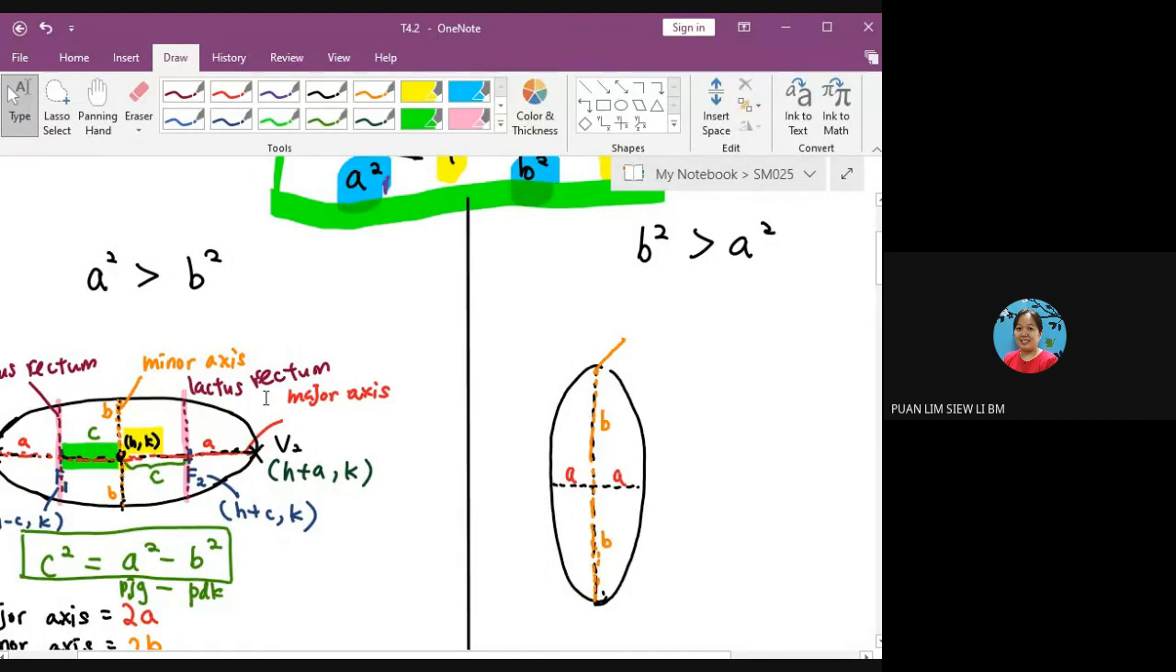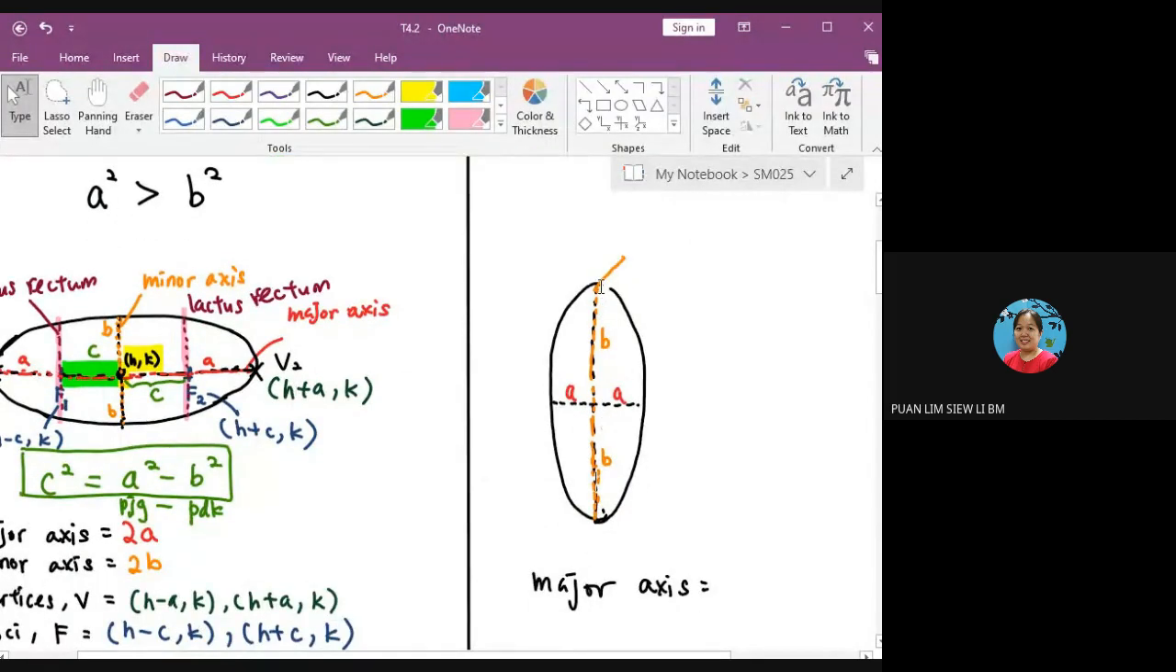Okey, tetapi dia punya nama lain. Sebab axis ini jadi panjang dah. So our major axis will become 2B. Meanwhile, our minor axis will become 2A. So that will be the difference when we want to call the axis for vertical. So for vertical, this is what we call major axis sebab dia paling panjang. And then this is our minor axis. Sebab dia dah jadi pendek dah. Okay, so this is our minor axis.